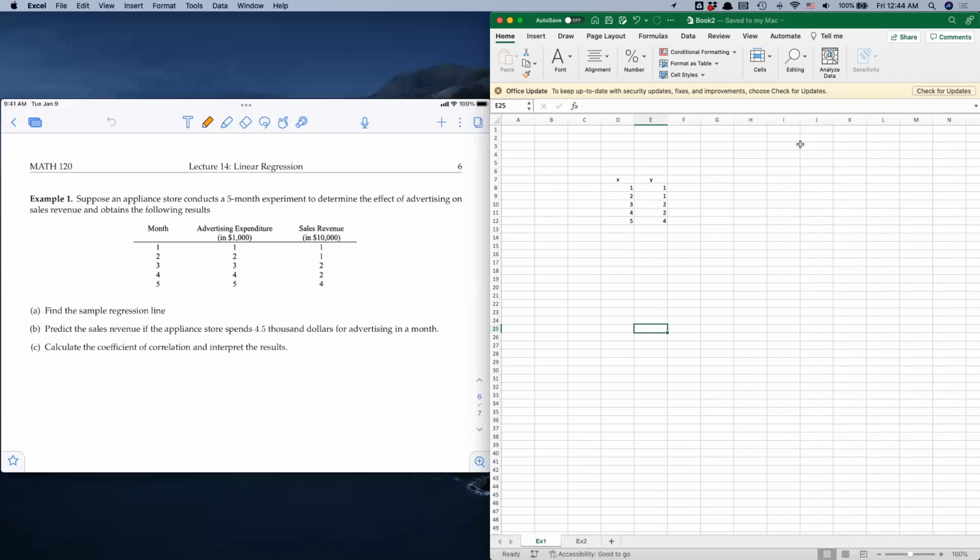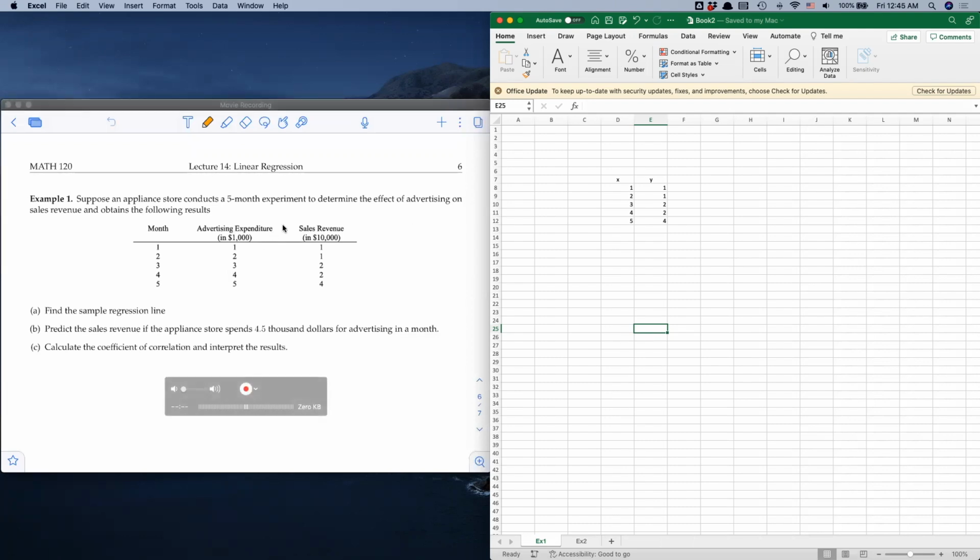All right, so let's start with the first example. Suppose an appliance store conducts a 5-month experiment to determine the effect of advertising on sales revenue and obtains the following results. Here is the table of information that we need to look at. This covers 5 months, and this is the month. In this column we have advertising expenditure, and the last column is the sales revenue.